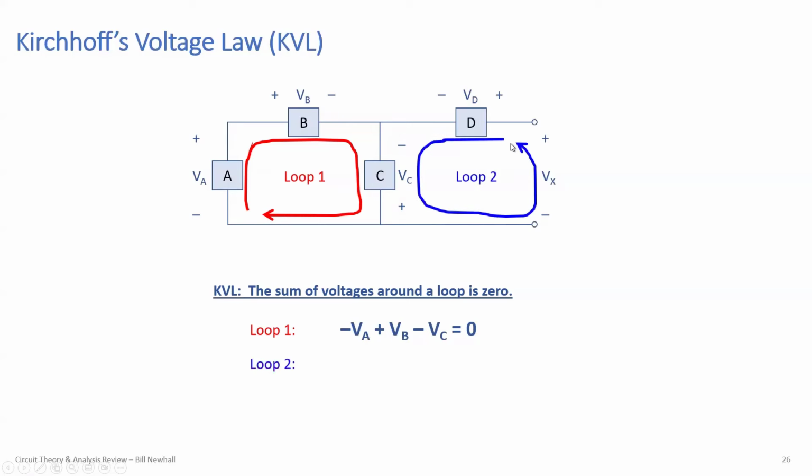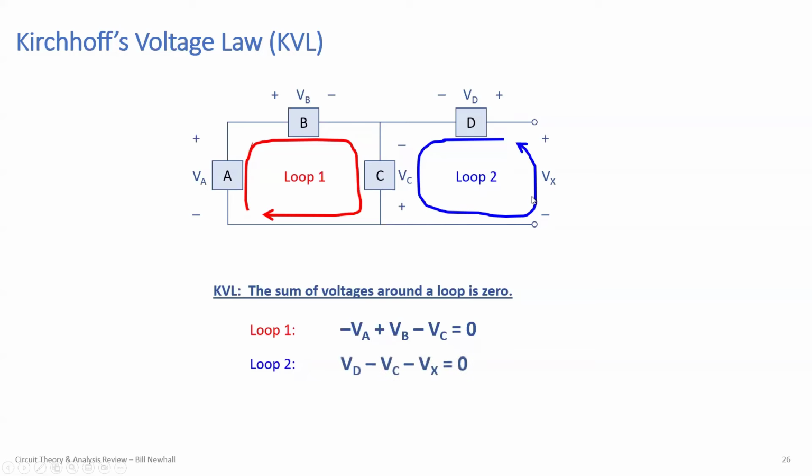Okay, here's loop 2. Here's another loop. So I can write that equation: minus, or no, I hit a plus VD minus VC minus Vx equals 0. Back to the starting point, always write equals 0. Notice that I have voltages defined across circuit elements, but I also have a voltage defined across two terminals where there is no current flowing into or out of those terminals. That's just fine. You can have a voltage across two terminals between which nothing is connected.